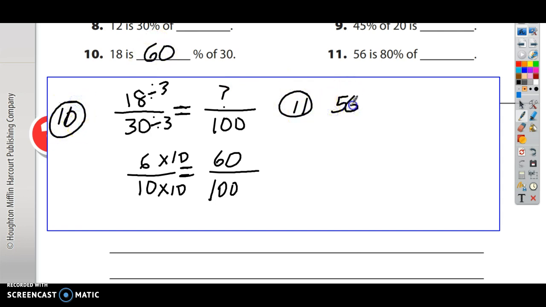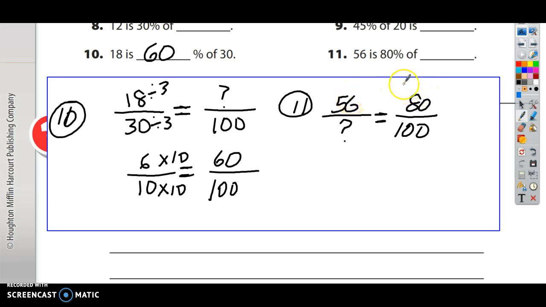56 is the "is" word. 56 is, it says 80%, which means 80 hundredths. And then the "of" word is the second term, I don't know. So what I said earlier and what I wrote down earlier on your notes about the "is" word is the first word and the "of" word is the second word. The "is" is the first term and the "of" is the second term. Helps us with these. So now, are 56 and 80 compatible?